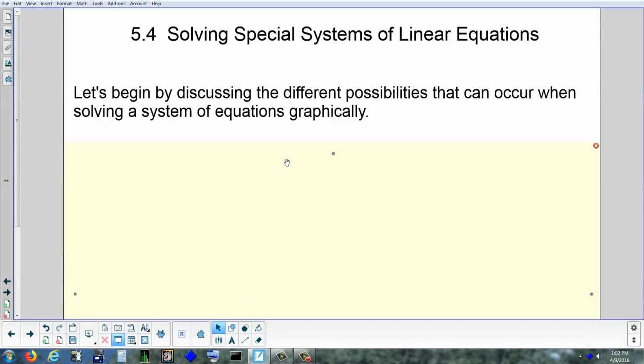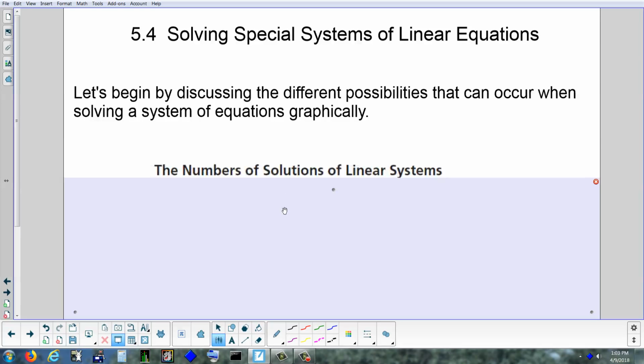So we did a little warm-up there, right? We talked about three different methods we could use: substitution, elimination, and graphing. So we'll talk a little bit about graphing first, all right? The different possibilities that can occur when solving a system of equations graphically.